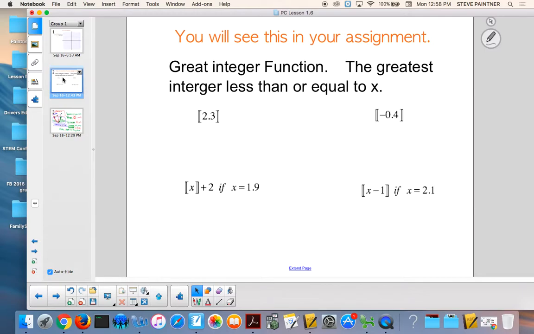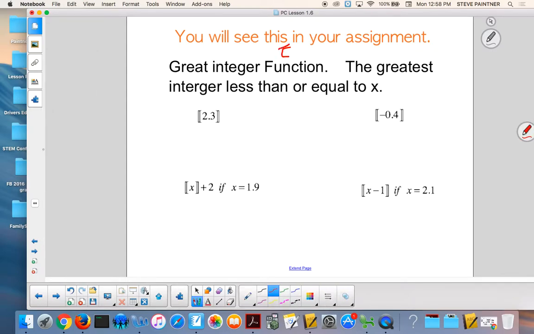The greatest integer function is denoted with a double bracket like this. So if you're ever looking at the greatest integer function, there it is. Not great, it's greatest. Greatest integer function. What does it say? It says the greatest integer less than or equal to x. That's what it says. Now, exactly what does that mean?